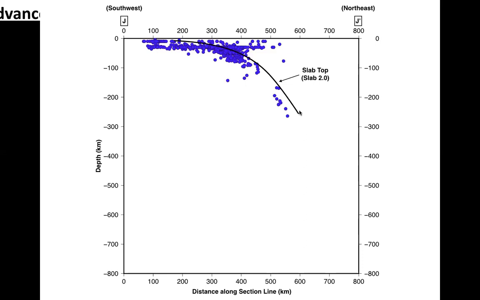So though the slab is not as traceable beyond about intermediate depth, this section of the subduction zone is quite active and was responsible for the Great Sumatran earthquake in 2004, the magnitude 9.1.